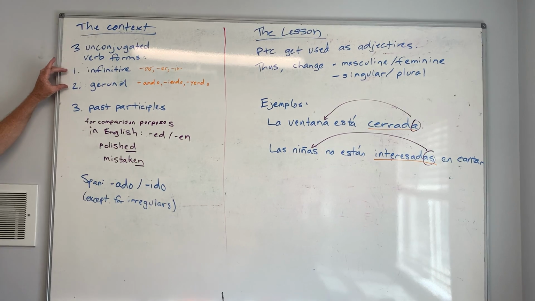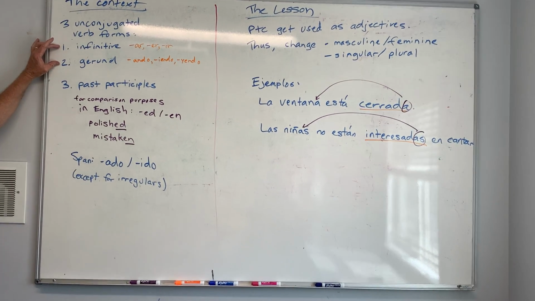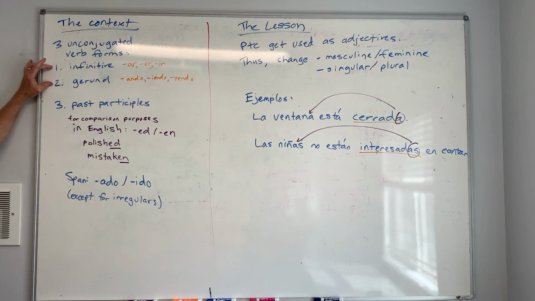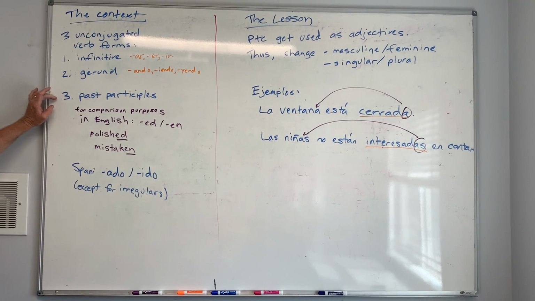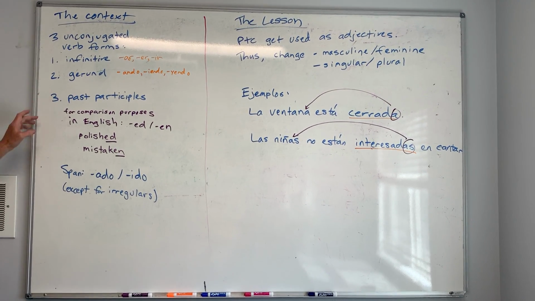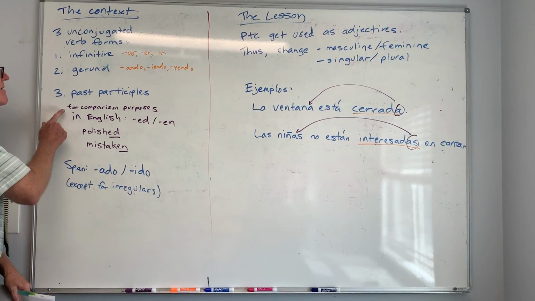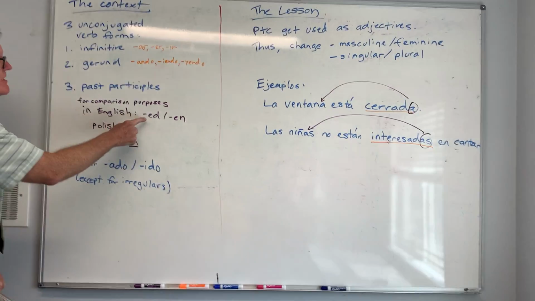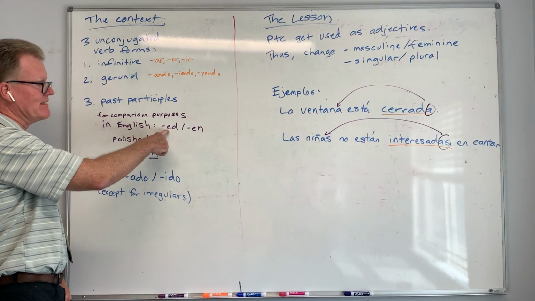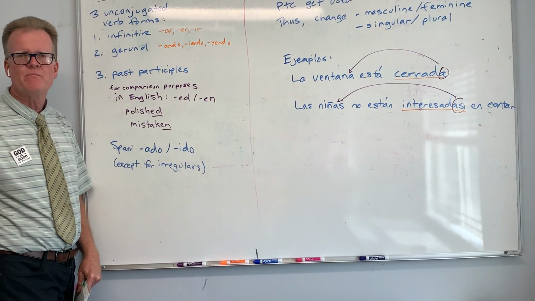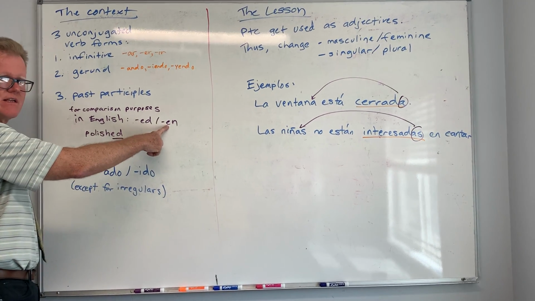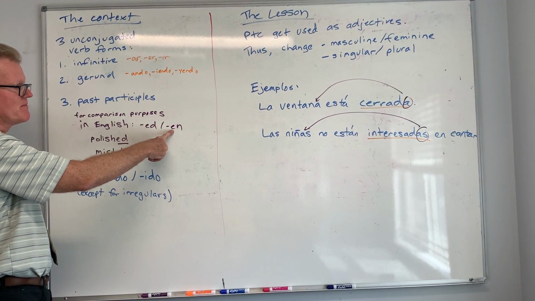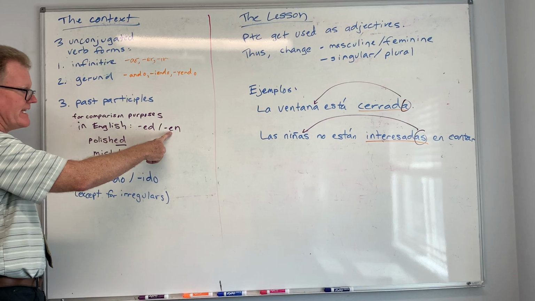So we studied both of these in Spanish 1. We reviewed them in Spanish 2. And so today we're going to learn the 3rd and final unconjugated form, and that is the past participle. Now, for comparison purposes, the past participle in English usually ends in ed, the same ending as the simple past tense, okay? But for about 15% of the verbs in English, the past participle ends in en.